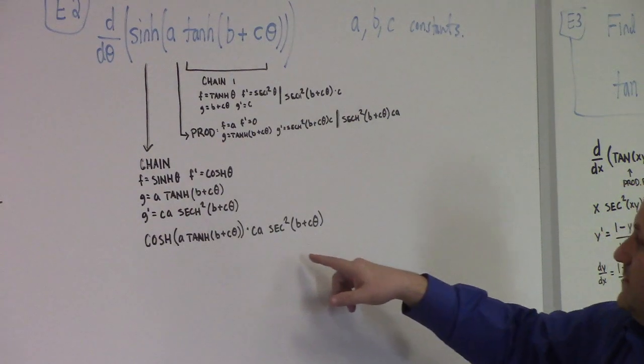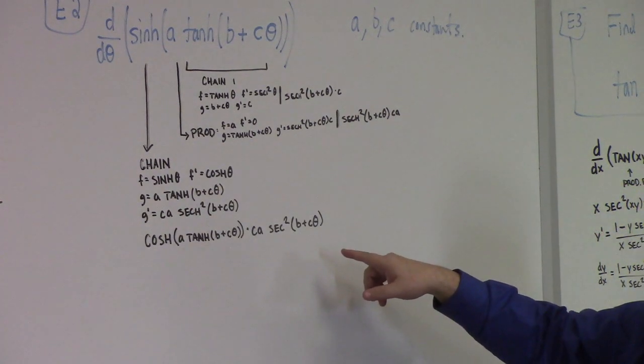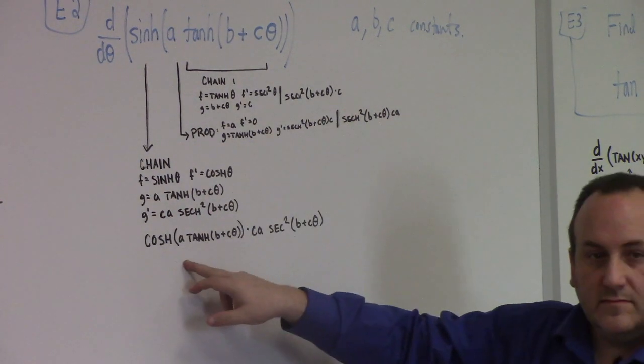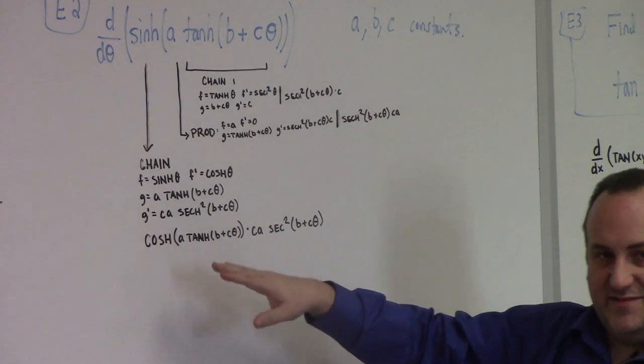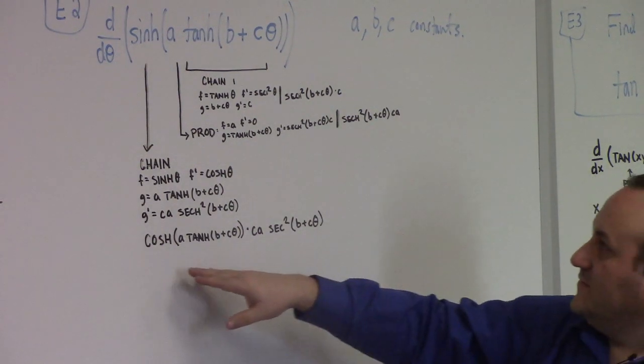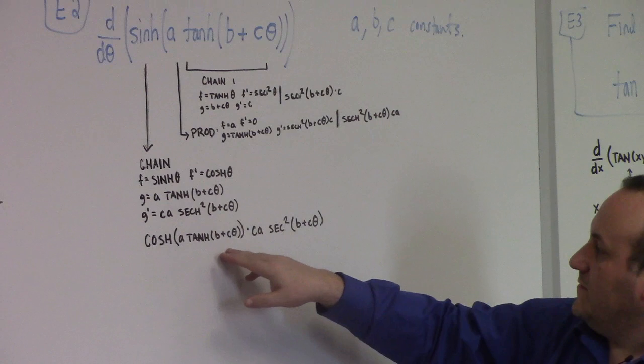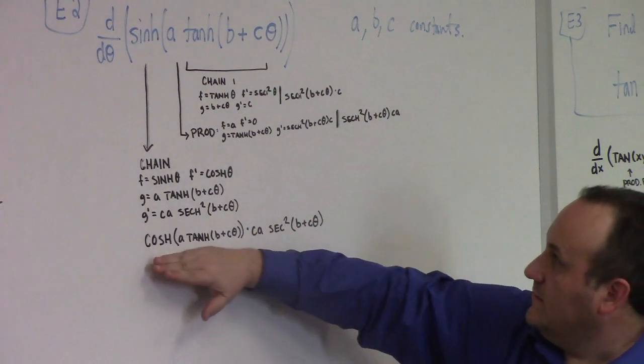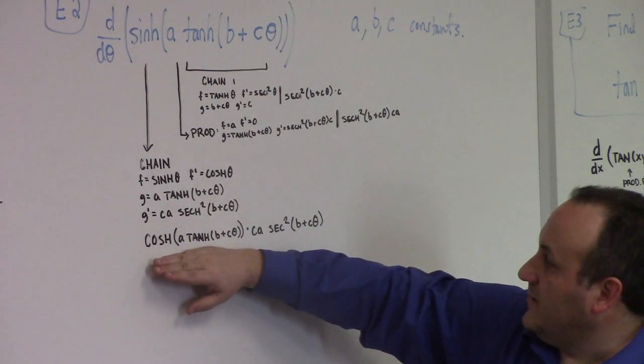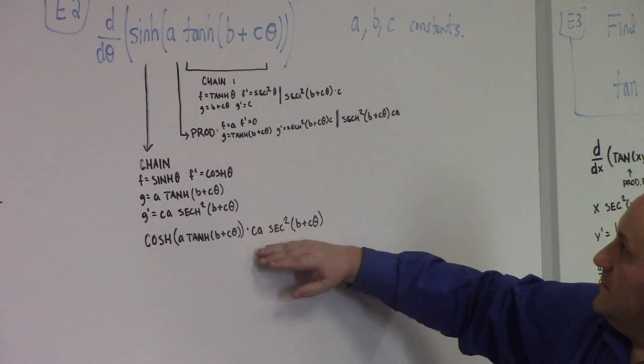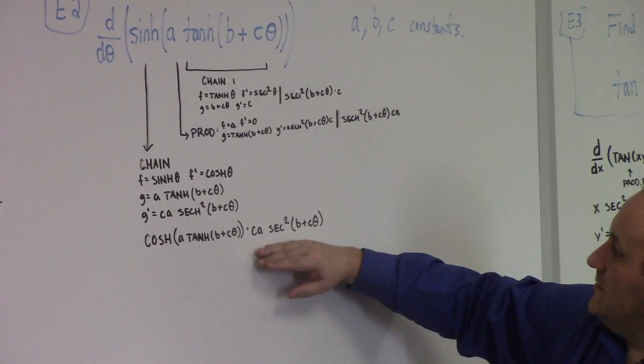So this is the answer? Yeah, but the potential answer, but you know it's wrong? Okay, cool. So cosh of a tanh of b plus c theta, that's good. That's definitely part of it. And then multiply by c, that should just be a.